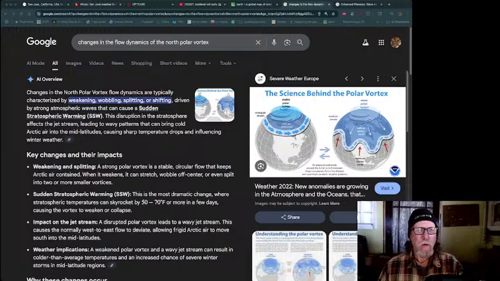The polar jet stream, so there's two of everything. There's a northern hemisphere and there's a southern hemisphere. The northern hemisphere is north of the equator, and the southern hemisphere is south of the equator. The northern hemisphere contains the North Pole, and the southern hemisphere contains the South Pole.